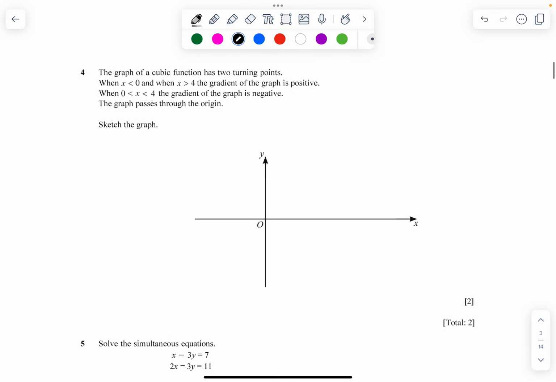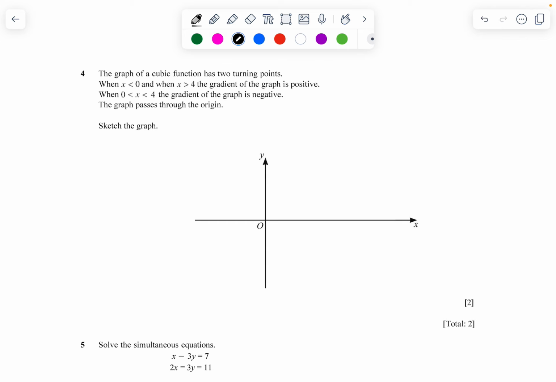Next, the graph of a cubic function has two turning points, 0 and 4. When x is less than 0 and when x is greater than 4, the gradient of the graph is positive. And between 0 to 4, the gradient of the graph is negative.